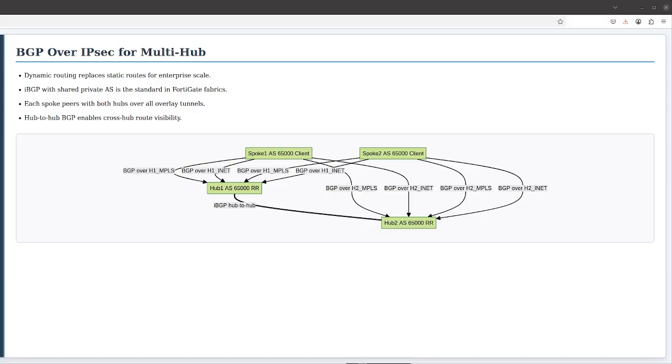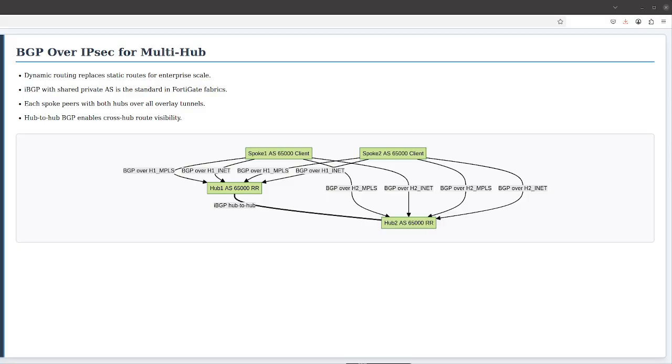But we did not yet address a fundamental question, which is how do spokes actually learn where to send traffic? Static routes would work in a tiny lab but do not scale to real enterprise multi-hub deployments. For that we need dynamic routing, and the standard choice in FortiGate SD-WAN is BGP. Let me walk you through this BGP neighborship diagram step by step.